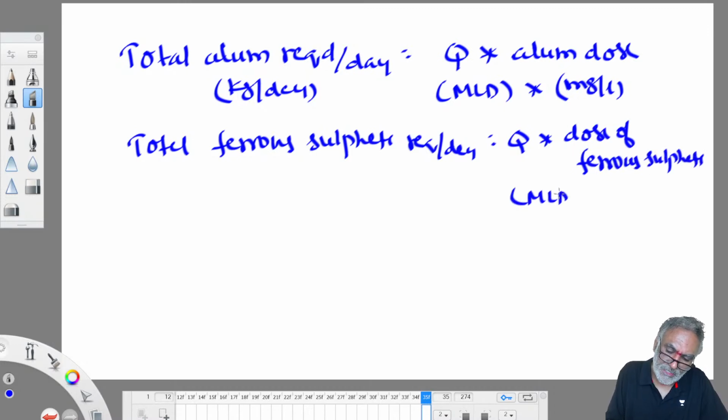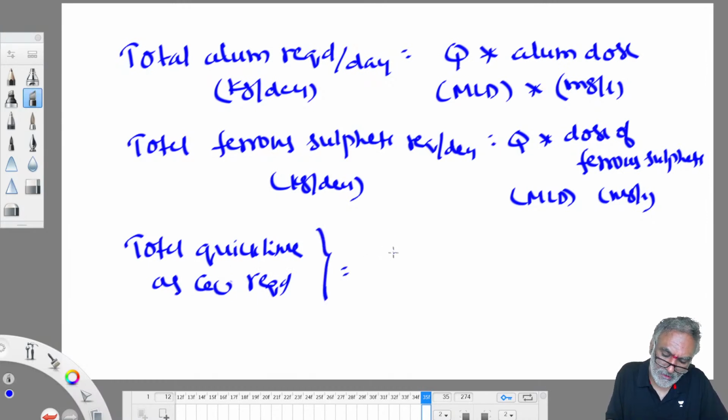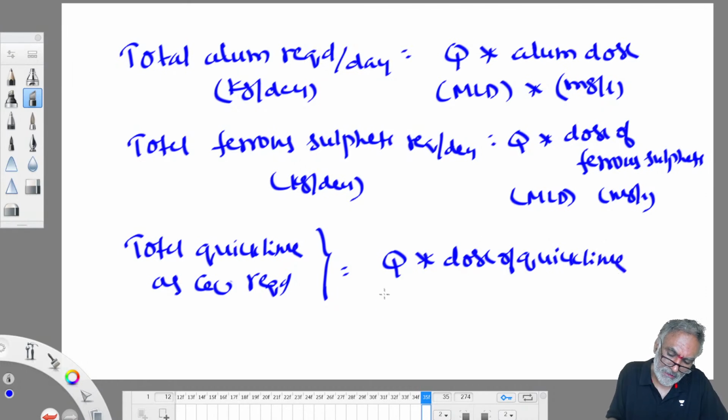Same, substitute this in MLD, and this in milligram per liter. Then you get this answer in kilogram per day. Similarly, total quick lime required per day, as CaO required, is equal to, how to find out? Q into dose of quick lime. Multiply this MLD, this in milligram per liter. You get so and so kilogram per day.